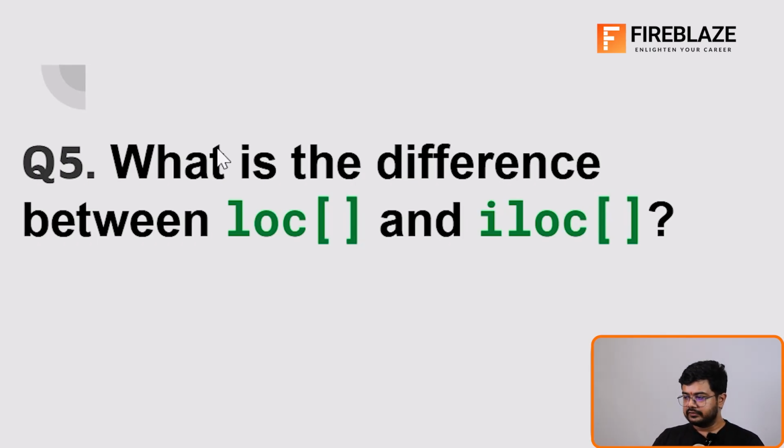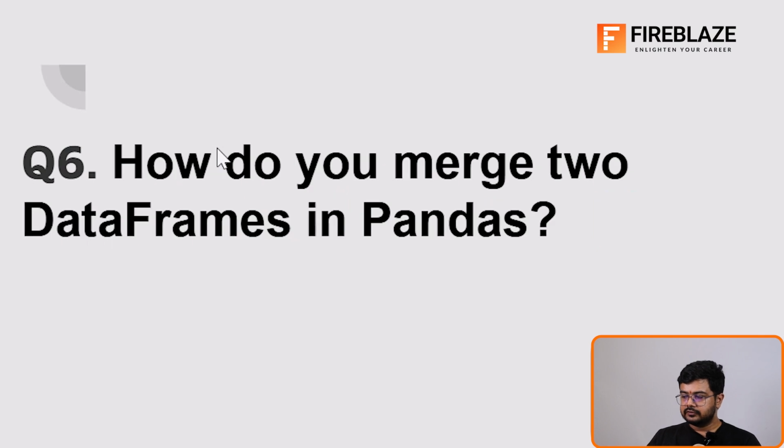Now moving on to the next question, how do you merge two data frames in Pandas? In order to merge two data frames in Pandas, we have a function called .merge. This merge function is used whenever I have two tables with a common column having certain common rows, on the basis of which we can merge these two data frames.